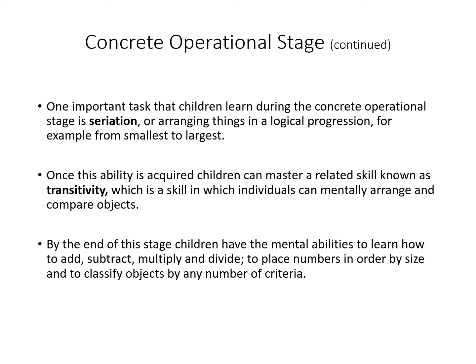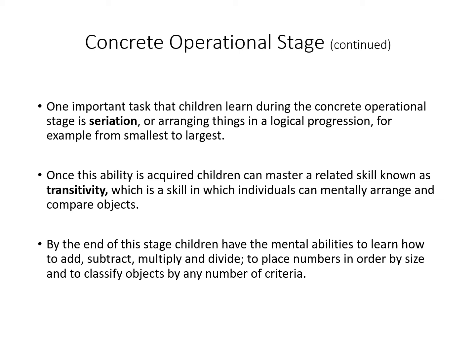One important task that children learn during the concrete operational stage is seriation, or arranging things in a logical progression, for example, from smallest to largest. Once this ability is acquired, children can master a related skill known as transitivity, which is a skill in which individuals can mentally arrange and compare objects. So the old math principle of transitivity, A equals B equals C, children in late elementary school begin to develop the ability to think and reason this through.